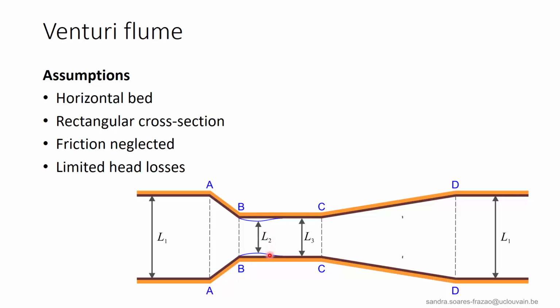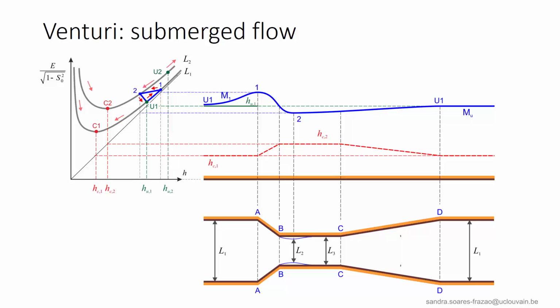L2 that is illustrated here. Here, of course, with a straight line, we don't have a very nice design. Besides, the divergent section is very progressive to avoid a flow detachment that would lead to significant head losses. We will first consider the submerged case. That happens when the ratio L2 over L1 is not too small.